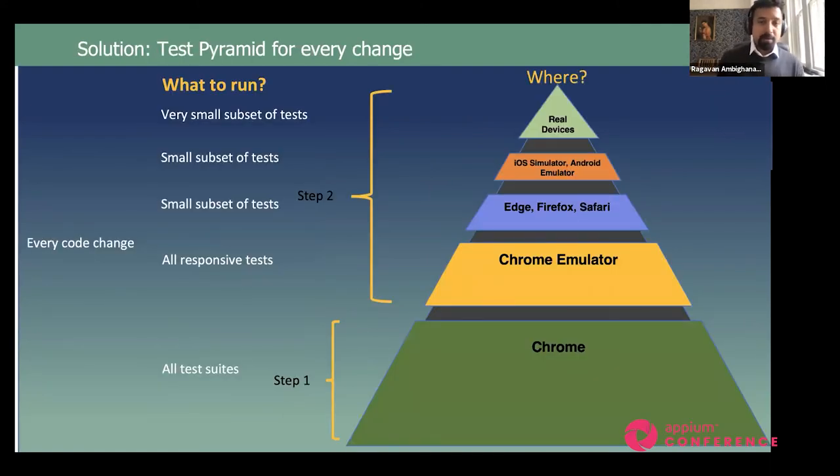So this is a test pyramid for every change. You can see that Chrome is used for step one, then you can use Chrome emulator for all responsive tests. And if you have Edge, Firefox, Safari, iOS emulator, and then use real devices for every code change. And this will help you with the scalability that is required when you move to shift left, when you want to run fast, when you want to fail fast, the key ingredients we saw in the CICD pipeline.